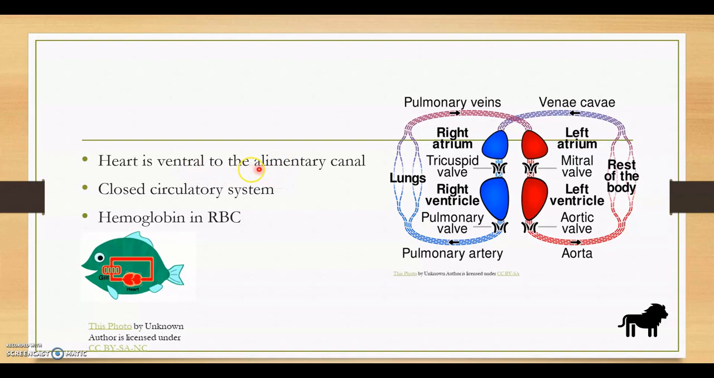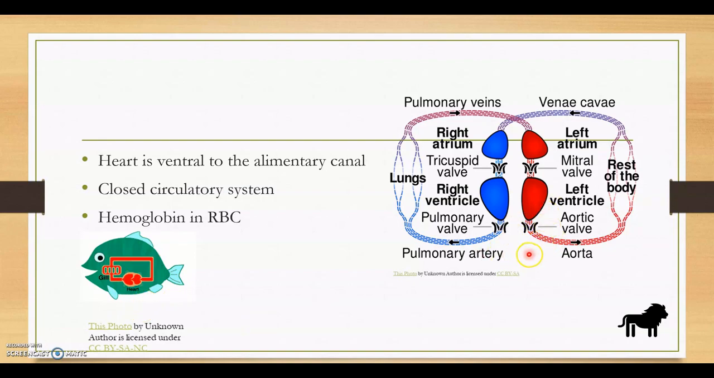Next one is heart is ventral to the alimentary canal. Heart is in the ventral position. In non-chordate, the heart is in the dorsal side. And there is a closed circulatory system. So what is meant by closed circulatory system? Closed circulatory system is represented by a heart and blood vessels. There are gills or lungs, and blood comes back to the heart again. So the heart pumps the blood to the blood vessels. After circulation, it comes back to the heart itself. So it's completely closed. So this is called a closed circulatory system.